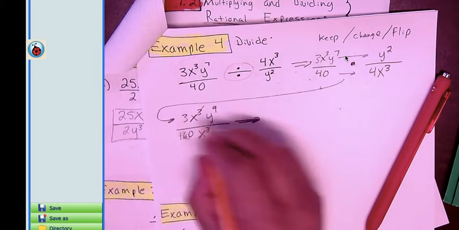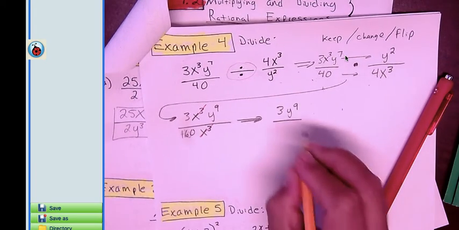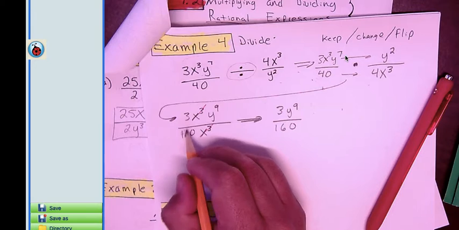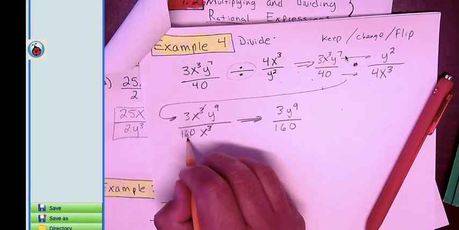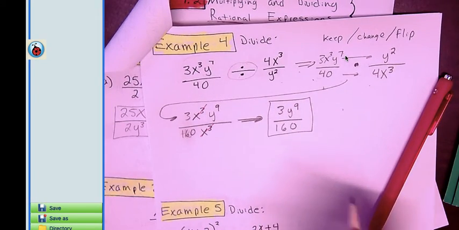So just put everything together. So 3y9 over 160. I thought this was, you could simplify because of the 6, but yeah, I was wrong. So that would be the answer for this one.